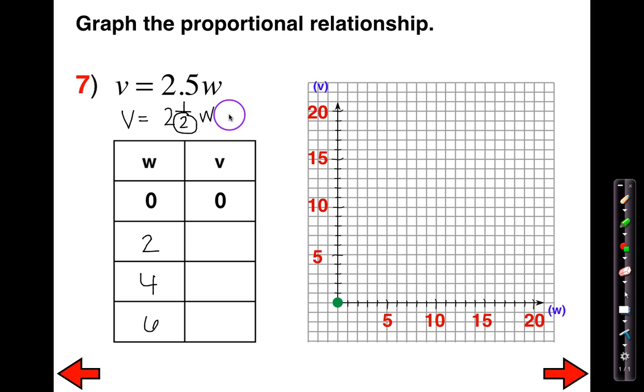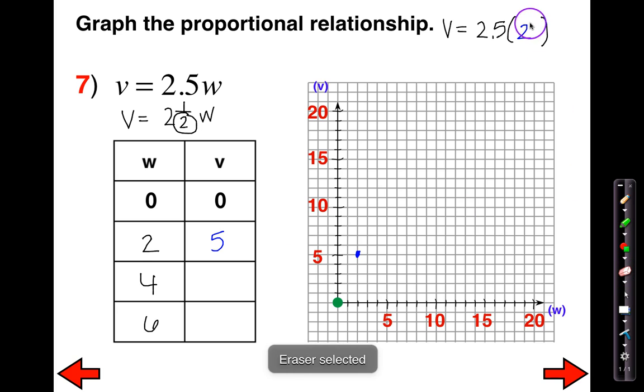Okay, so now we're back. So let's see what we get. Here I have V equals 2.5 times W. But I'm going to go ahead and replace W with some values. Here, I'm going to plug in 2 for W. So what's 2.5 times 2? The answer is 5. So I'm going to go ahead and plot that point, (2, 5). So there's my first ordered pair after (0, 0). Now, what if I plug in the next value, which we chose as 4? What if I put a 4 here?